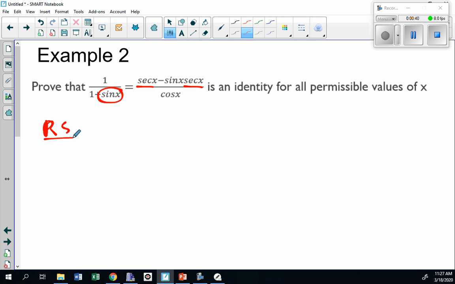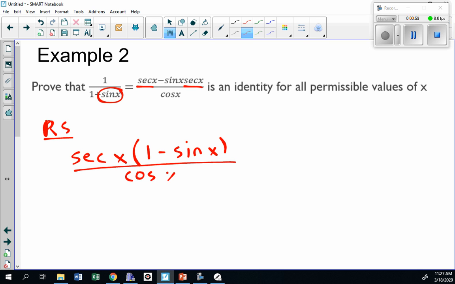If we go back to grade 10, and we think of the GCF or factoring, well, there's actually a secant x in both terms. So I can factor that secant x out, and we get 1 minus secant x. The denominator at this point is going to stay the same, so we have cosine x.